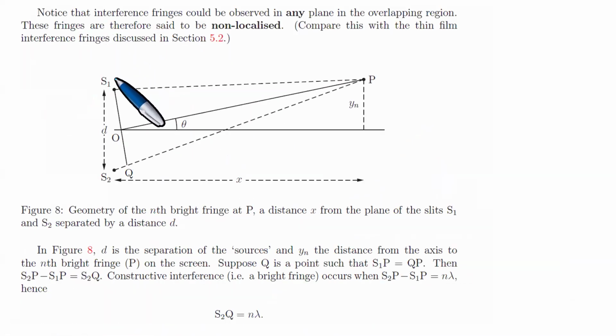Notice that interference fringes could be observed in any plane in the overlapping region. These fringes are therefore said to be non-localized. Compare these with the thin film interference fringes discussed in section 5.2.